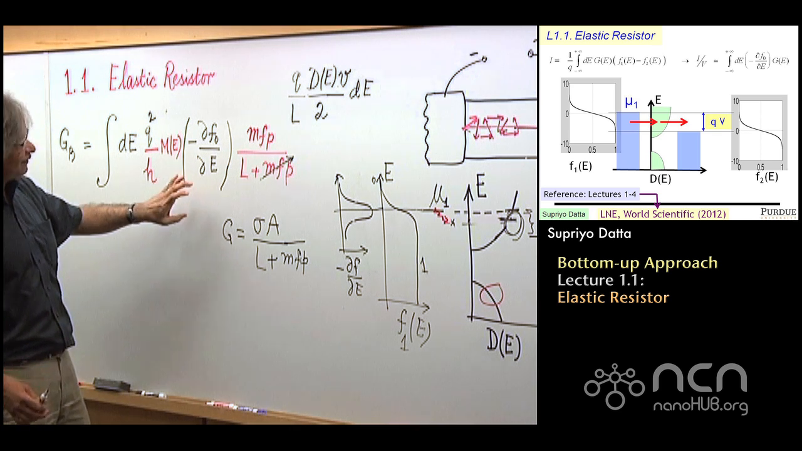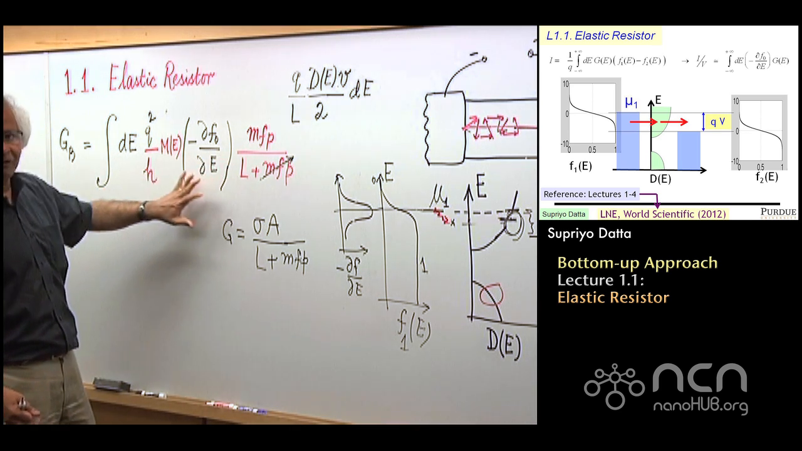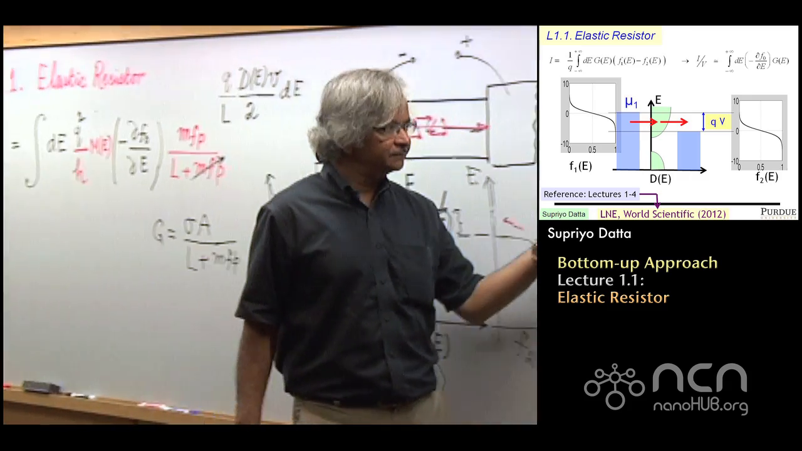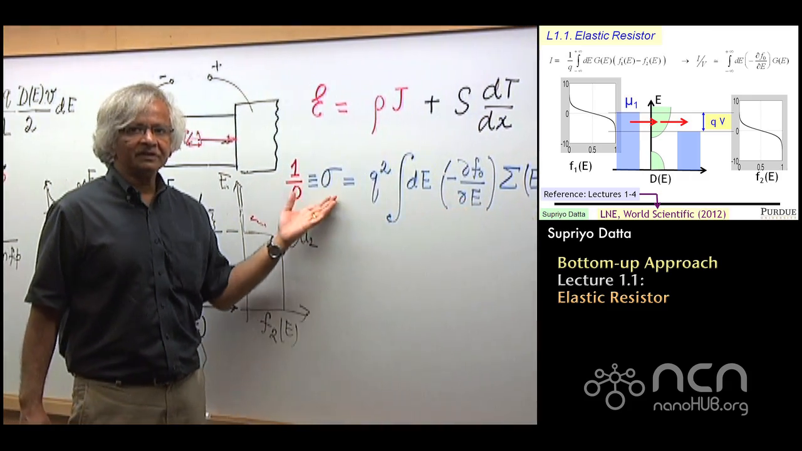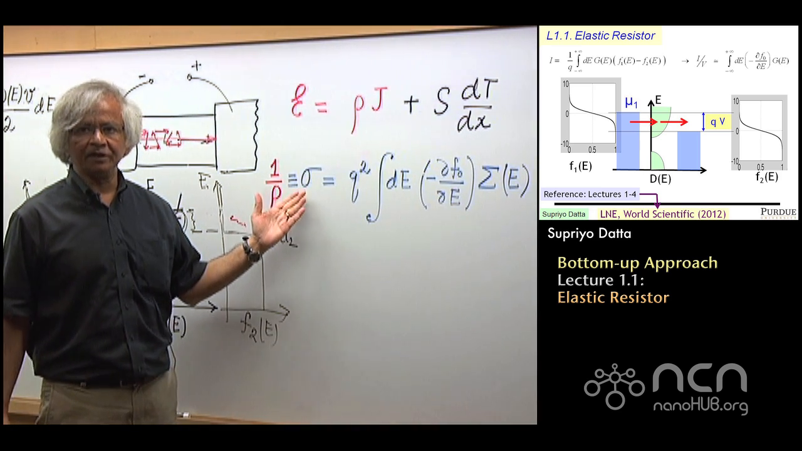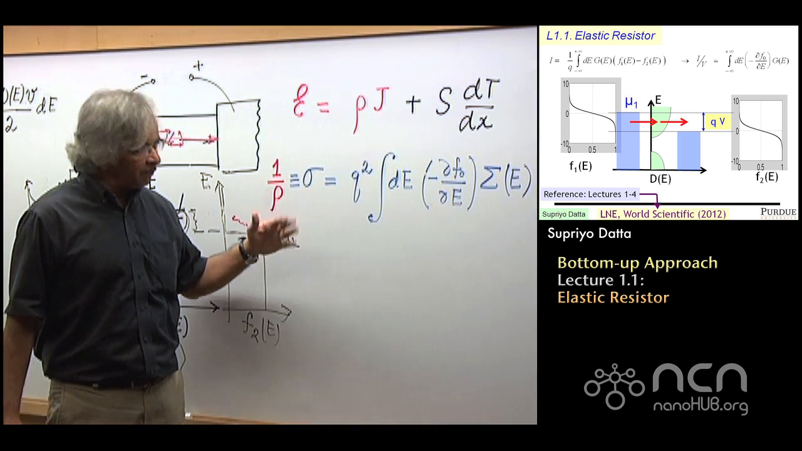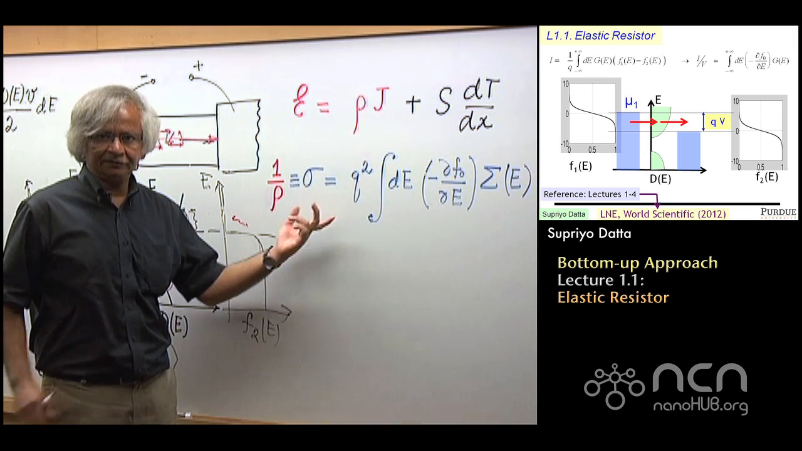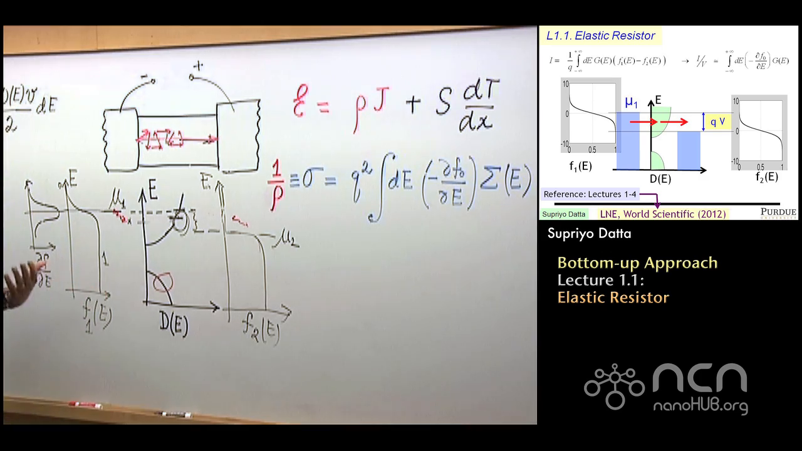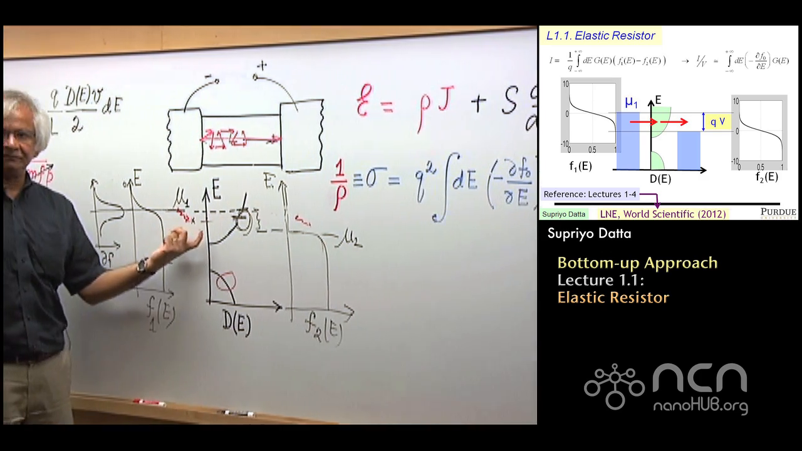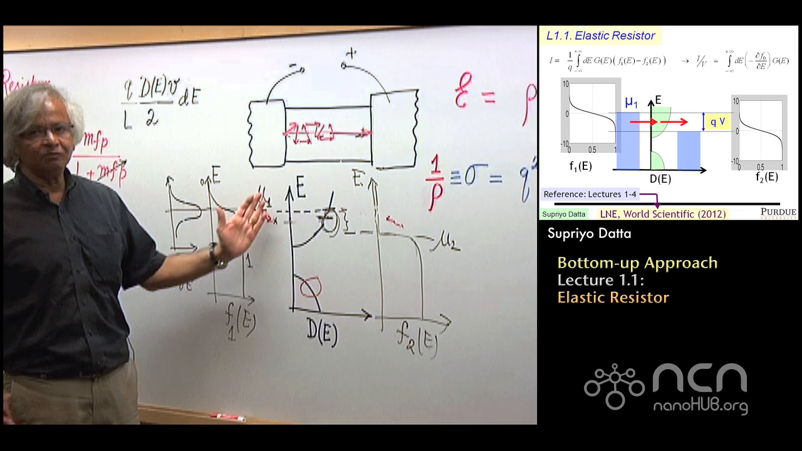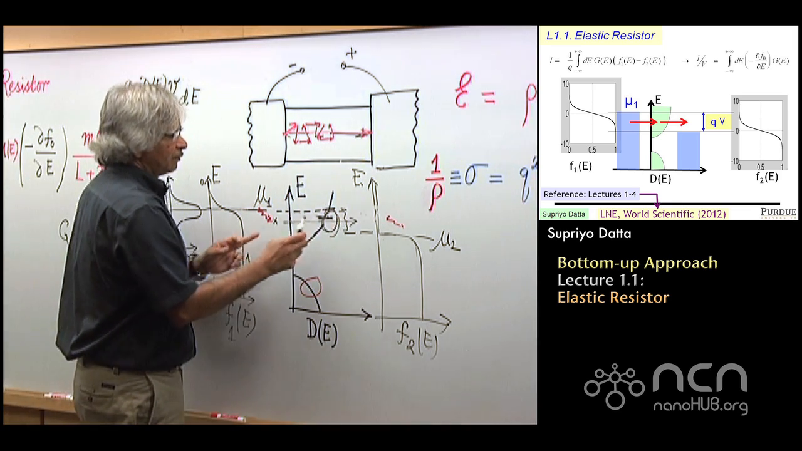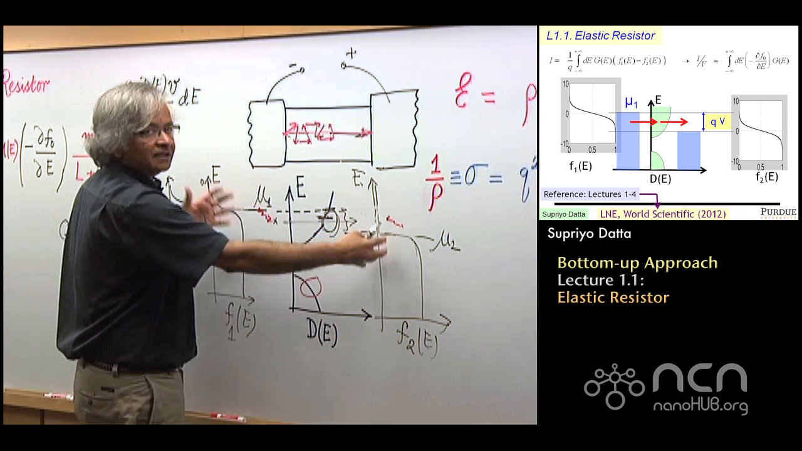But you'll notice that the expression we now have looks a lot like the standard expressions that you'd ordinarily have seen coming from the Boltzmann equation. See? But we have obtained it with much less mathematical effort. And the reason we are able to obtain it with much less mathematical effort is because we have assumed an elastic resistor where we have decoupled the mechanical part from the heat dissipation part.